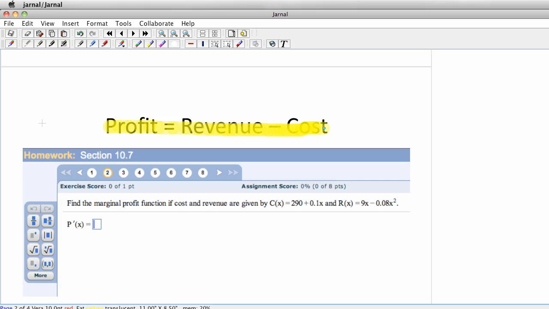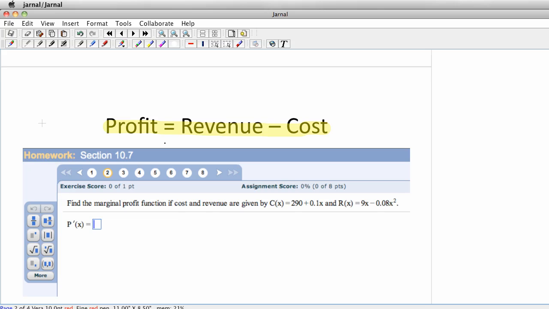Profit is revenue minus cost. So revenue is the amount of money you're bringing in from selling something, and cost is the cost that you have going out to have the materials or to produce the object in the first place. So our profit is how much money we bring in minus how much we spend. It's an easy enough idea, and in a problem like this, there's really not a whole lot else to do.